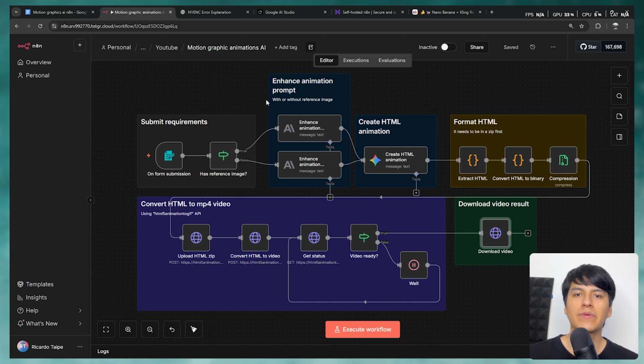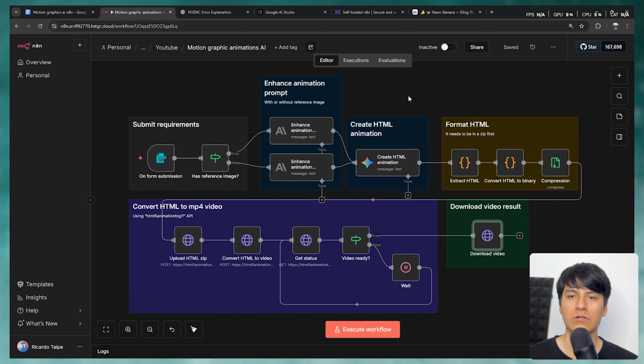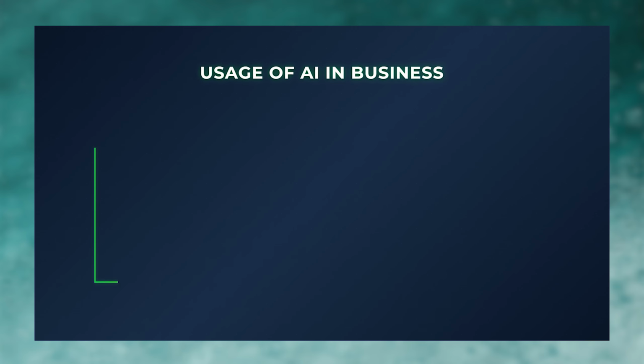Alright, in this video, we're going to be creating motion graphics for video editing, for ads and so on with AI, all automated. And you'll be able to get results just like this one.